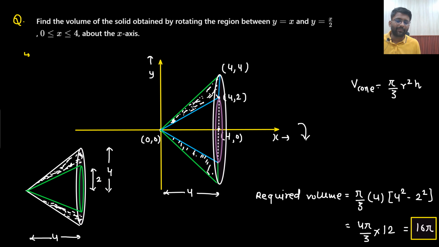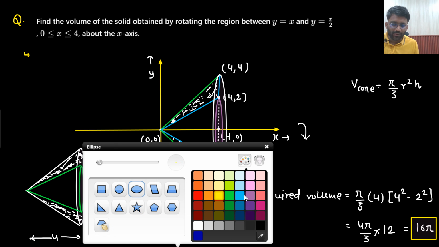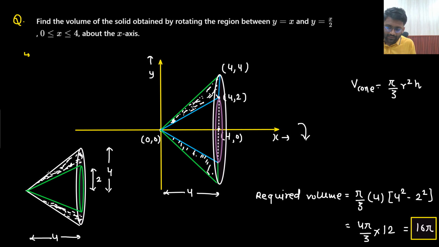Otherwise, what you could have done is calculate two volumes separately. You would take a larger circle, then you would take a smaller circle. For the smaller circle, y will be equal to x by 2. And for the larger one, y will be equal to x.